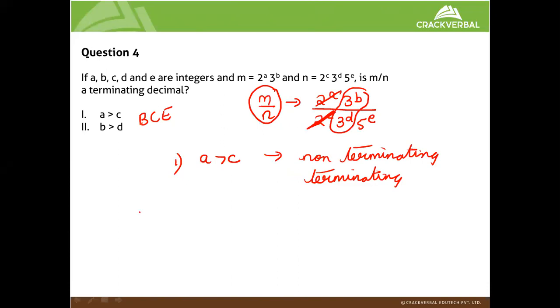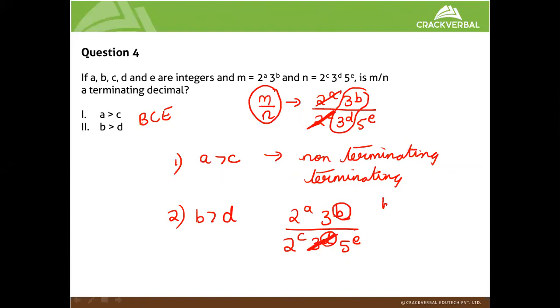All right. Now let's look at the second statement. The second statement tells me that B is greater than D. So I have 2 to the power of A into 3 to the power of B divided by 2 to the power of C into 3 to the power of D and 5 to the power of E. Now if the value of B is greater than the value of D, then I know that I can cancel out the 3 in the denominator completely.